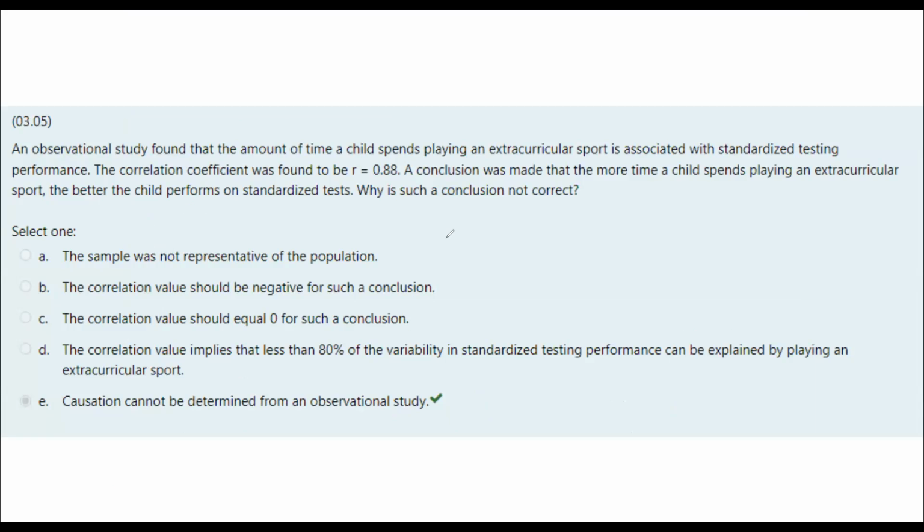Let's do this last one here. Observational study. All right, so that's key. So we already know we can't say causation. Oh, and you know, if we were really running out of time, why is a conclusion not correct? The conclusion was made that a child playing an extracurricular sport performs better. So it's saying causation. We know that's not correct because it said it was an observational study. Oh, and there you go. That's E. So sometimes you can just skip ahead. You don't really need to know specifics if it's just something like that.